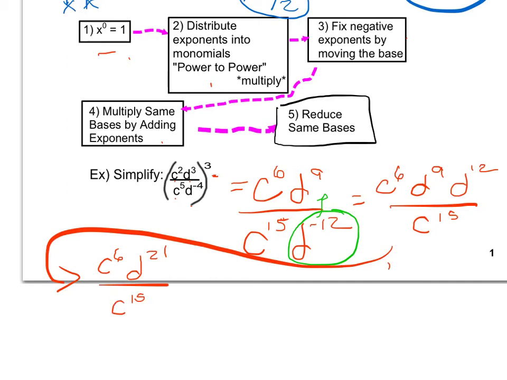So finishing that last step that we've now learned, I'm going to reduce because I do have a c on top and c on bottom. If I have 6 c's on top and 15 c's on the bottom, 6 of them are going to cancel. 15 minus 6 is going to tell me how many I have left. And notice, because I had more on the bottom, the amount that I have left is going to be on the bottom. So I'm going to have d to the 21 all over c to the 9th. Since d and c are not same bases, that's the best I can do, and that is my final answer.